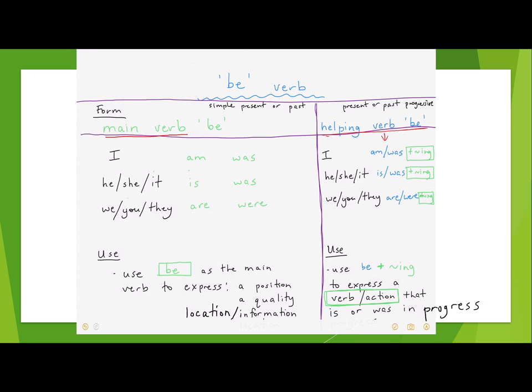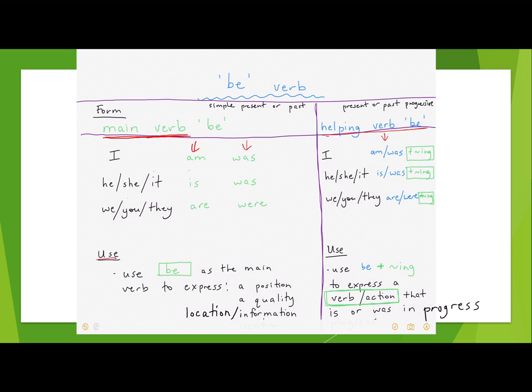The focus of this video is the main verb, be verb. It's the only verb in the sentence when it's the main verb. So we will see the main verb in green. And you can see the present and the past forms. Now, when do we use the be verb as the main verb, the only verb? Use the be verb as the main verb to express some kind of information about the subject.